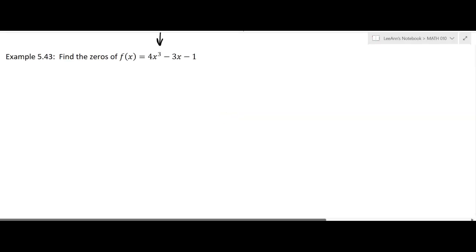Okay, so what are our P's here? Well, plus or minus 1, because remember that's where P comes from. And then factors of Q, or the factors of 4, are going to be plus or minus 1, plus or minus 2, plus or minus 4. Okay, so our possibles are plus or minus 1, plus or minus 1/2, and plus or minus 1/4.